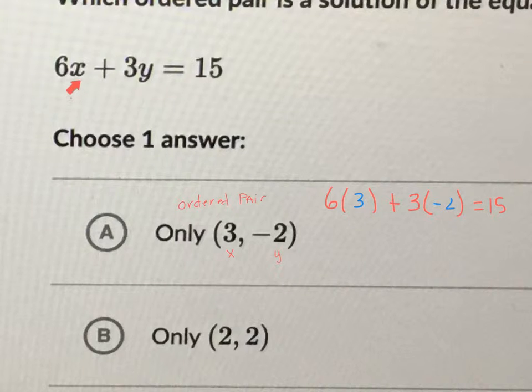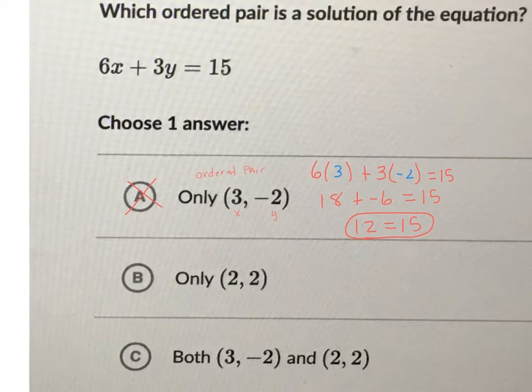Now let's talk about why I put a 3 here and a negative 2 here. Well, I had x, and in the place of x I put a 3. There it is. And right here I had y, and in place of y I put what y was, which is negative 2. So now let's evaluate it. I've got 18 plus negative 6 must equal 15 for this to be a true statement. Well, what's 18 plus negative 6? 12. So does 12 equal 15? No, sir. So because this is a false statement right here, A is not a solution.